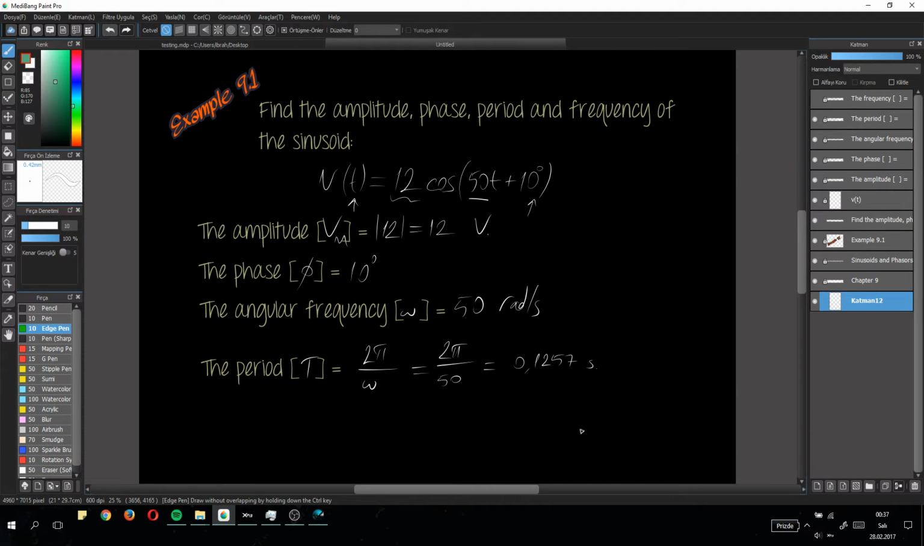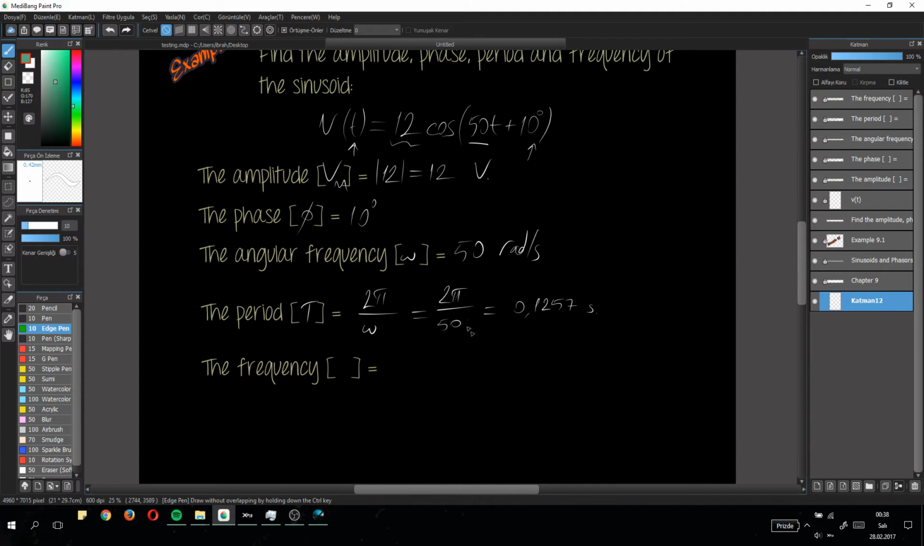in terms of seconds. Now finding frequency is quite simple. It is just the reverse of the period, which we've already found. So it's going to be 1 over 0.1257, which is going to be 7.958, and the unit for frequency is hertz, and the representation of the frequency is the letter f.